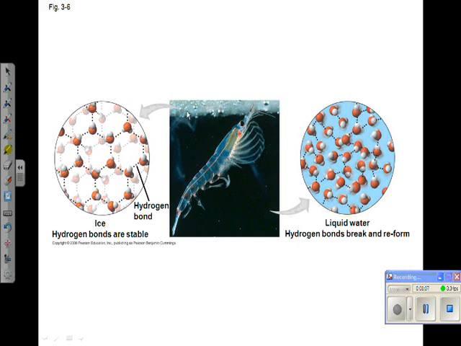Ice floating at the surface of large ponds and lakes in the winter keeps the water underneath from freezing by insulating it against heat loss to the cold air above. It's interesting to note that water is at its most dense at 4 degrees Celsius, which is generally the temperature of the liquid water at the bottom of the lake.